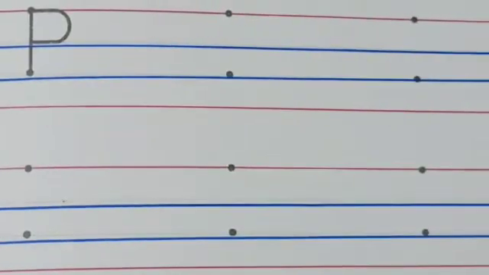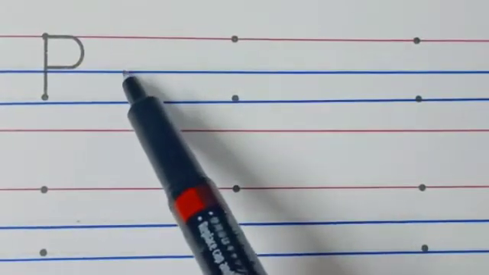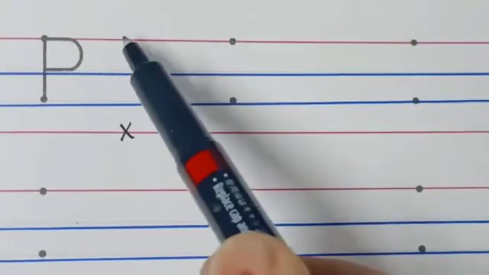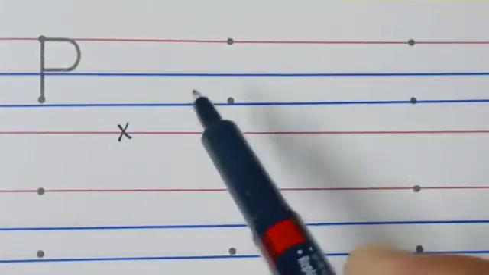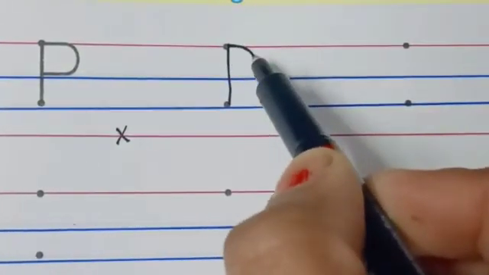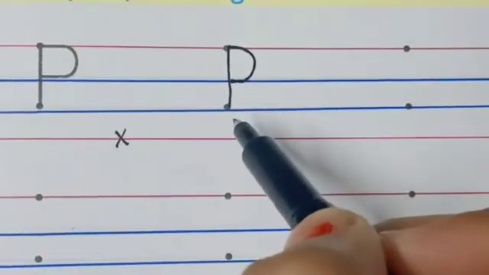Now I will teach you how to write letter P. As we know, we have 4 lines in our English notebook. We write in upper 3 lines. Student, put your pencil on first line and make one standing line and make curve. This is a letter P.